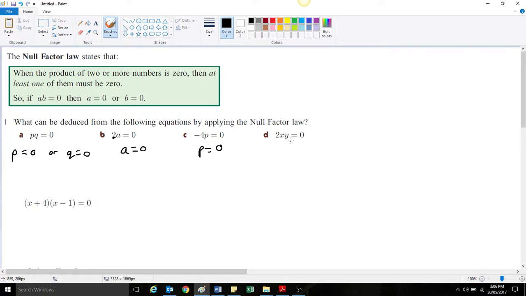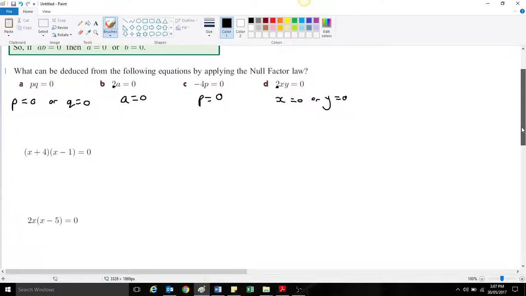Here we have 2 times X times Y equals 0. Again, 2 is not equal to 0, but X or Y could equal 0. X equals 0 or Y equals 0. So where this comes in use is when we have these questions down here.